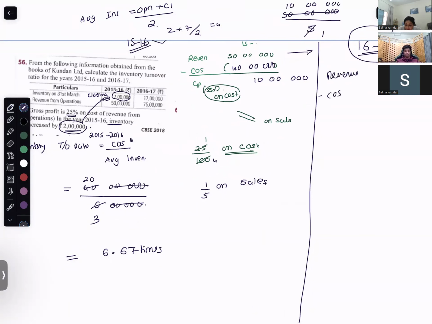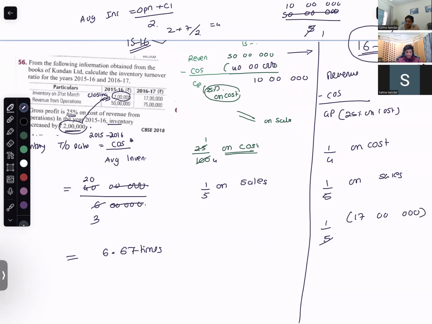Revenue minus cost of sales is gross profit. Revenue is 17 lakh and gross profit is 25% on cost. So I would say gross profit is 1/4 on cost. That means it is 1/5 on sales. So it is 1/5 of 17 lakh. 5 ones are 5, 5 threes are 15, 4s are 20. So gross profit is 3,40,000.